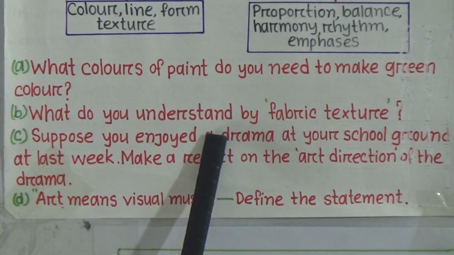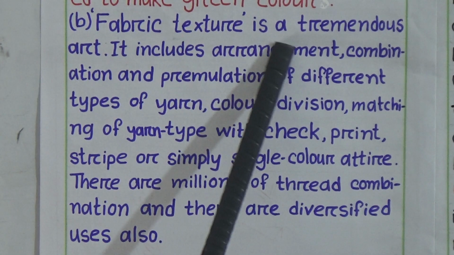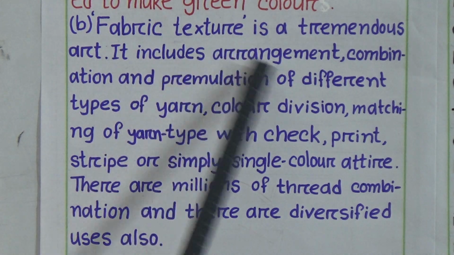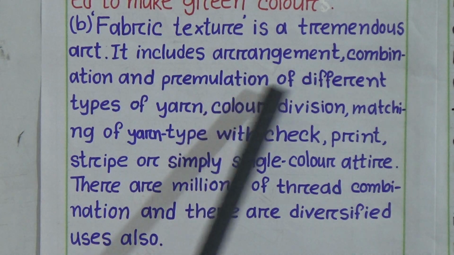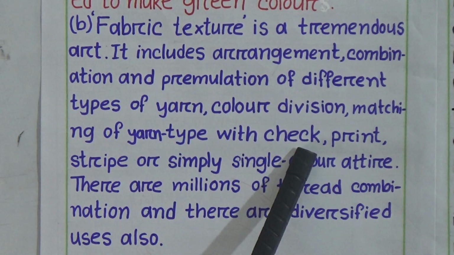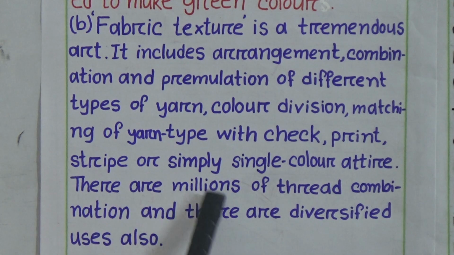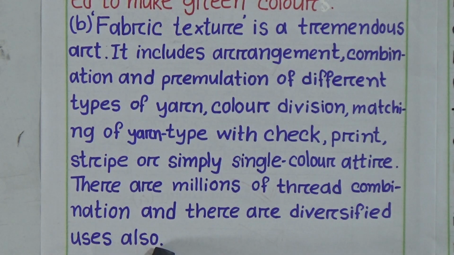Now come to number B. The question is, what do you understand by fabric texture? Students, look here. Fabric texture is a tremendous art. It includes arrangement, combination, and permutation of different types of yarn, color division, matching of yarn type and width check, print, stripe, or simply single color attire. There are millions of thread combinations, and there are diversified uses also. So this is about fabric texture. You can write like this, or with the help of your textbook you can write the answer.